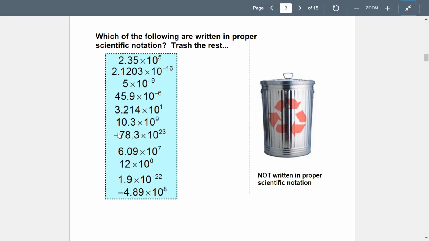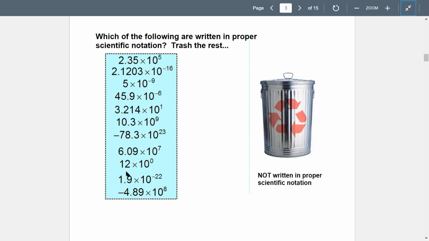It can be negative. This is one of the only negative numbers other than this one down here, but this can be a negative number. It just has to be between 1 and 10. 6.09, that checks out for me. That's between 1 and 10. Now we've got 12. So this is above 10. And so what I'd have to do is move that decimal to between the 1 and 2, and this will become 1.2. We've got 1.9 here, and then finally negative 4.89, which also checks out.